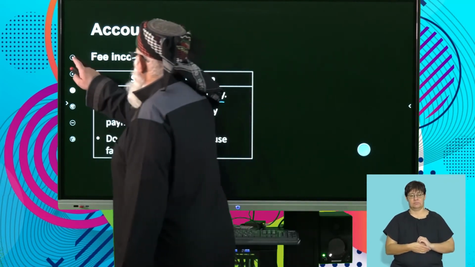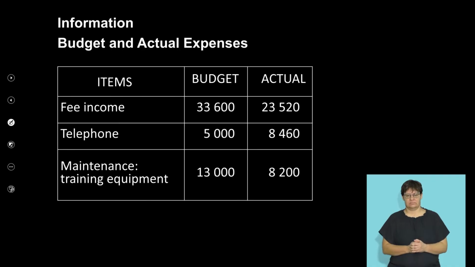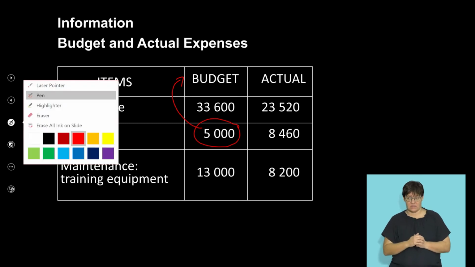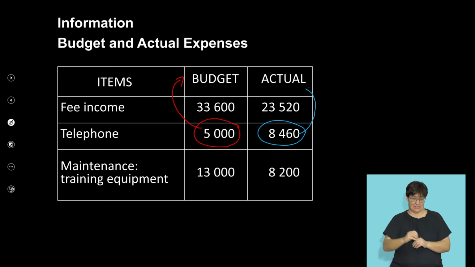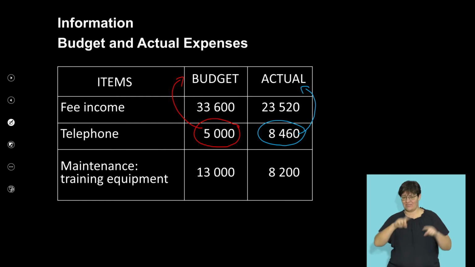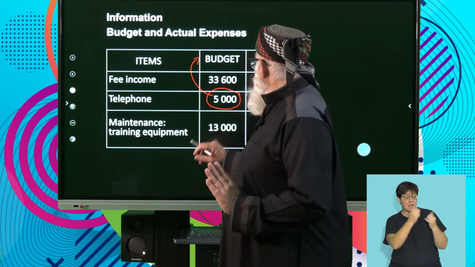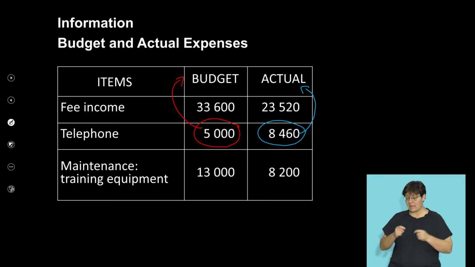Okay, next one. Right, the next one we're looking at is the telephone. Remember, your budgeted amount is 5,000, but if you look at the actual amount spent, you find that you spent 8,460. So clearly there's a variance, right? There's a negative variance because you budgeted 5,000, but you spent 8,460.